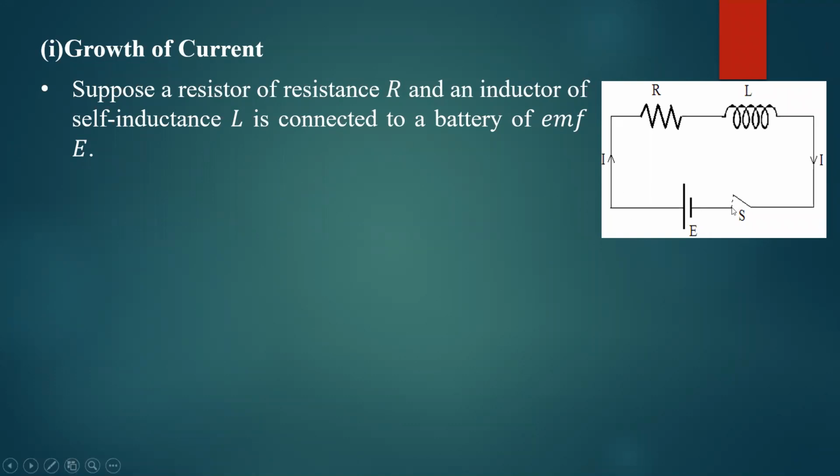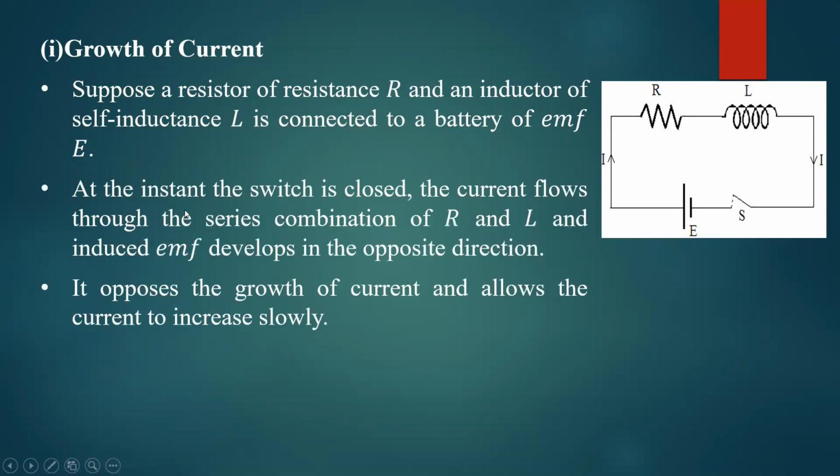When you close this switch, the current immediately starts to increase, and that increase of current is opposed by this inductor L. The battery has EMF E, the resistance of the resistor is R, and the inductor has self-inductance L. We have to find the expression for this current. How does the current vary? That we have to study.